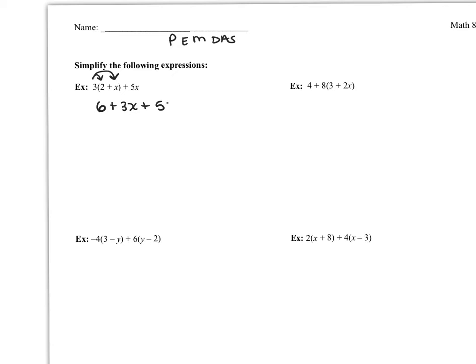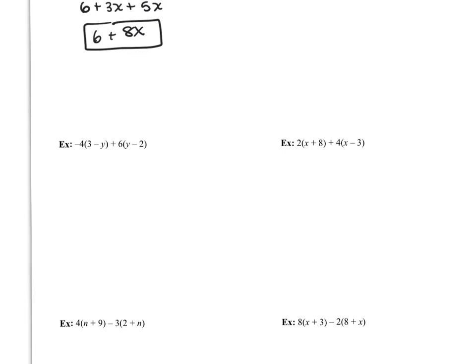So I'm going to distribute through my 3, and I'm going to get 6 plus 3x. And then I just drop down my 5x. And now I have a set of like terms that I can combine, which is going to get me 8x. And I can drop down my 6. So my final answer is 6 plus 8x. And I'm not allowed to combine those because they're not like terms.